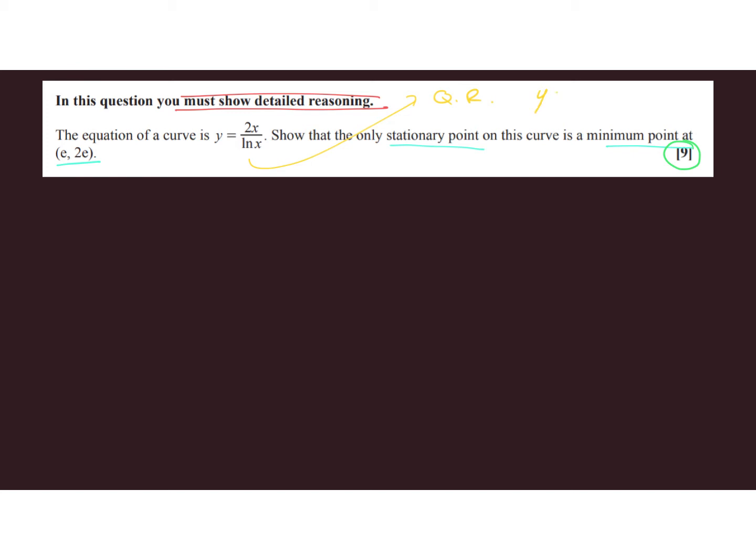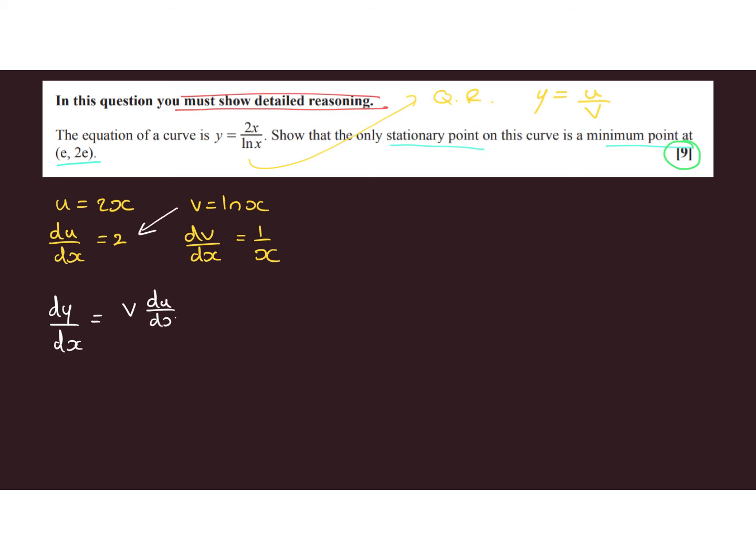So that's when we want y set up in the format u over v, where u and v are separate functions of x. So the numerator, u equals 2x, which means du by dx is equal to 2. V is the denominator, that's ln of x, and dv by dx is equal to 1 over x. And then we can very clearly write down that dy by dx is equal to v times du by dx minus u times dv by dx all over v squared. There's our formula for the quotient rule.